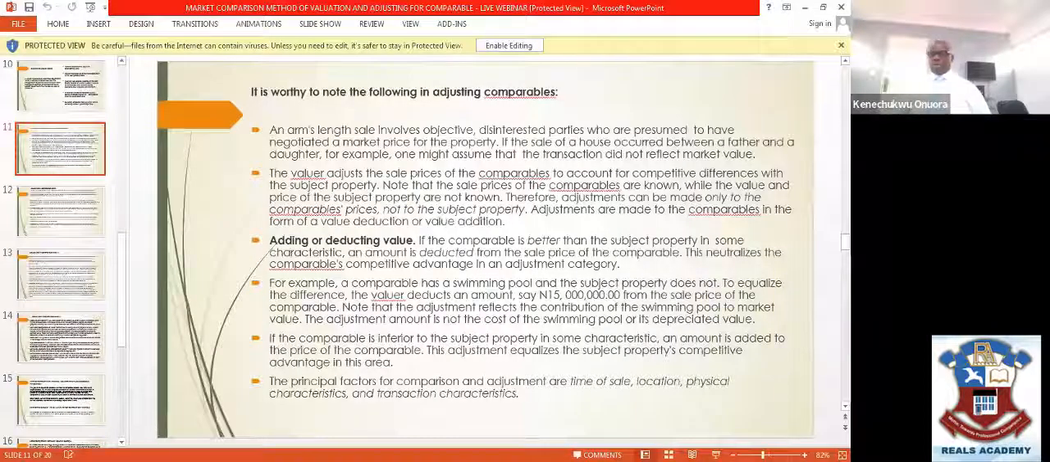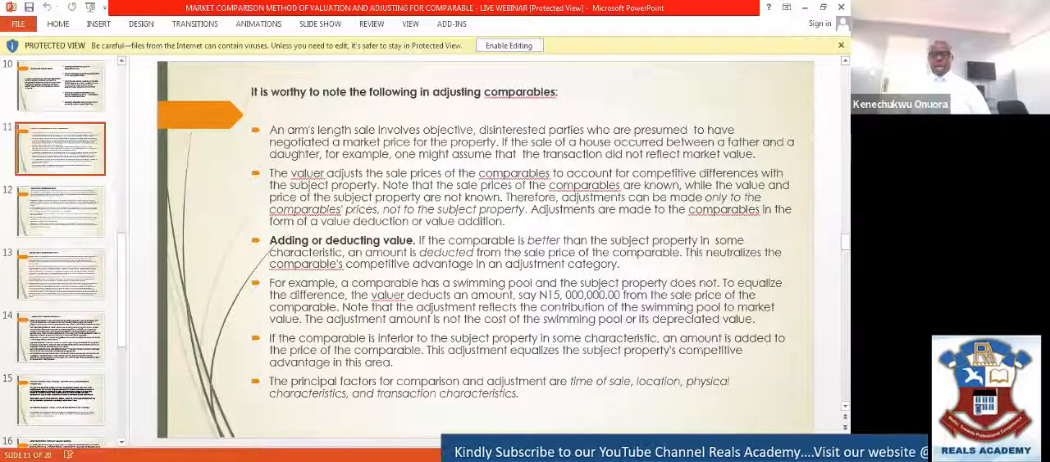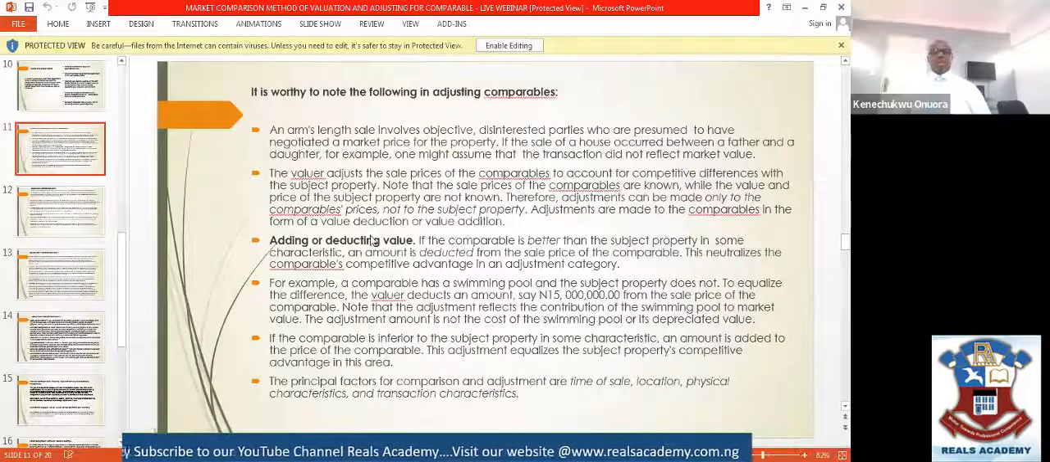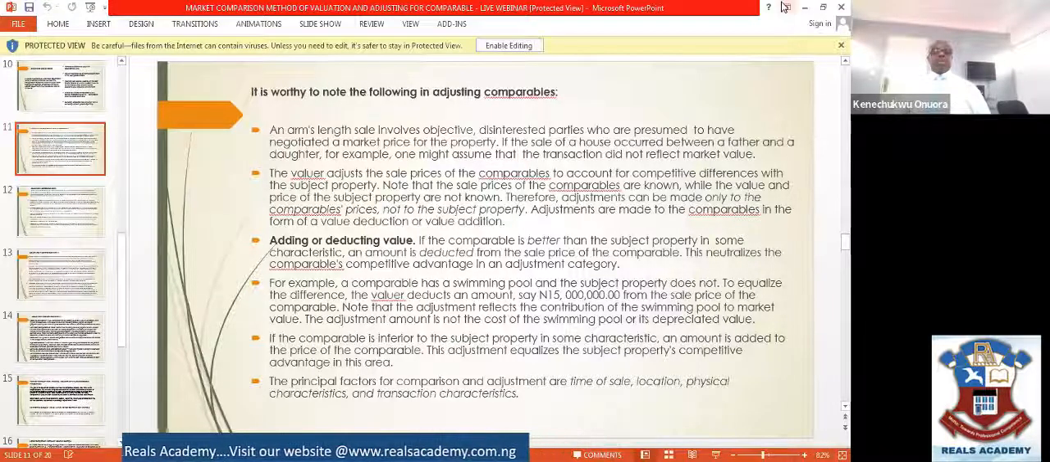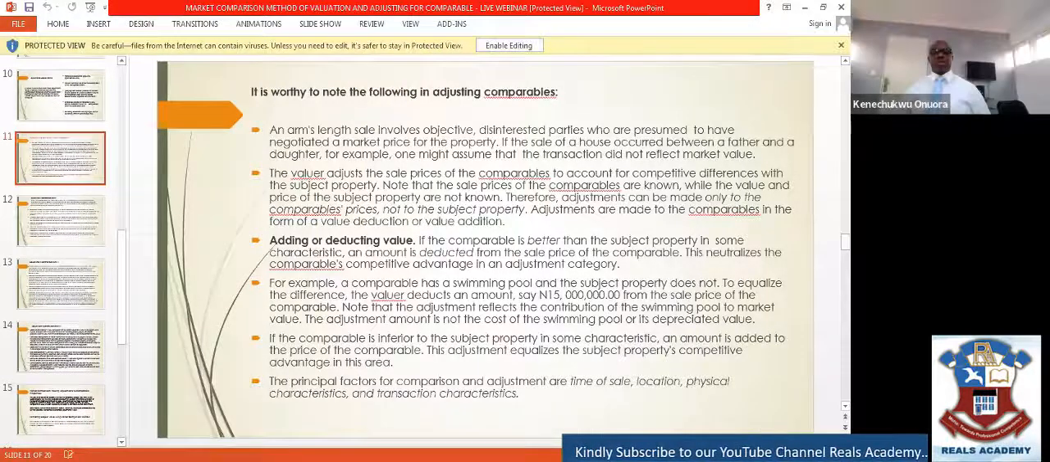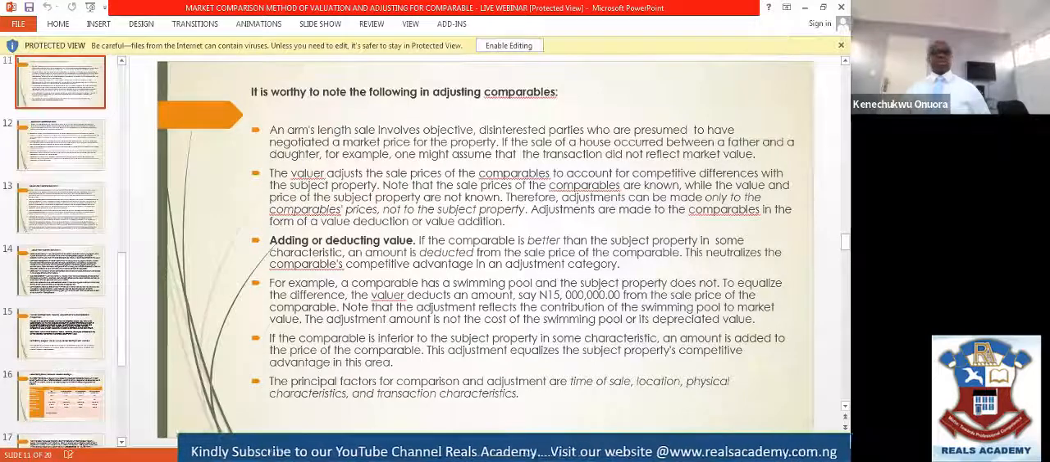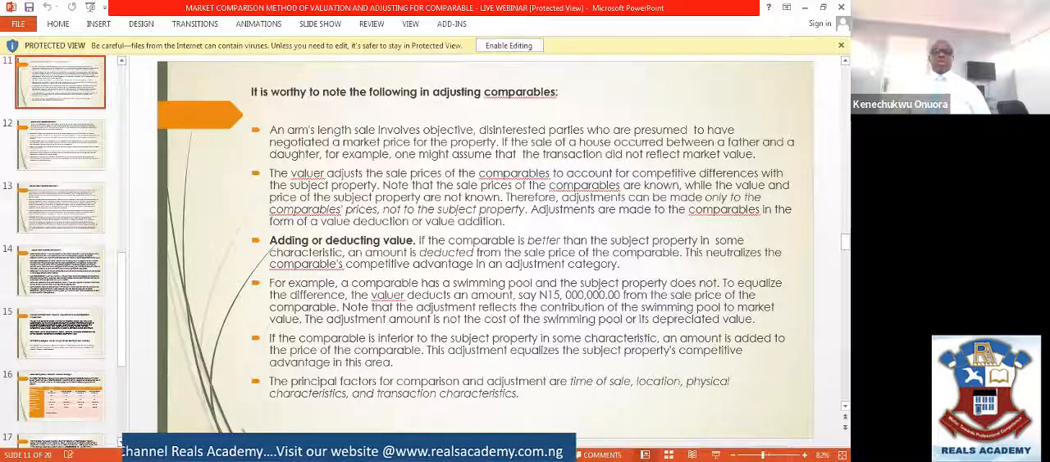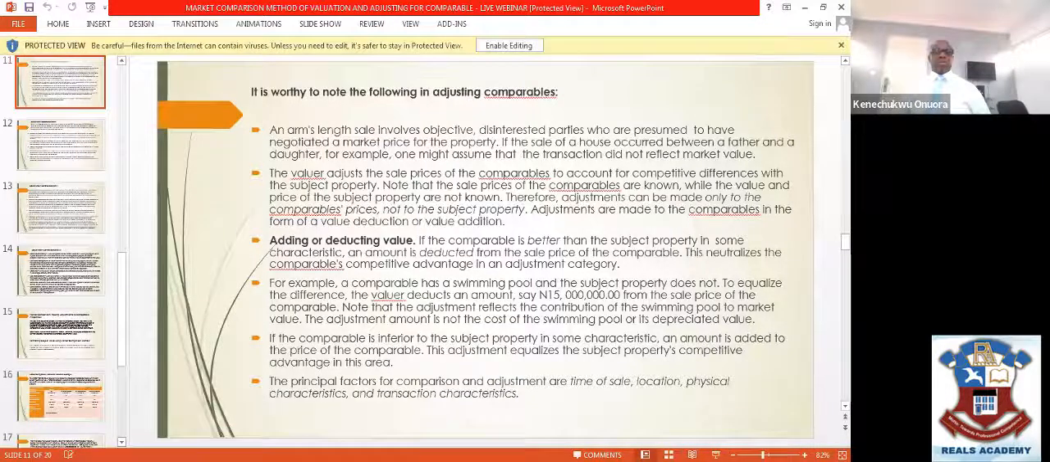Adjust the sale price of the comparable to account for competitive differences with the subject property, adding or deducting value. You will need to know the characteristics that the subject accommodation and the comparables have. Of course, when the subject property is of better finish compared to the comparable properties, your adjustment is going to be positive. If it's the other way around, then it will be negative. So these are all the things you need to have in the back of your mind.